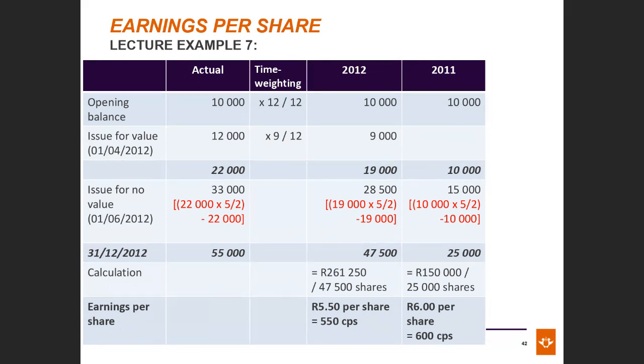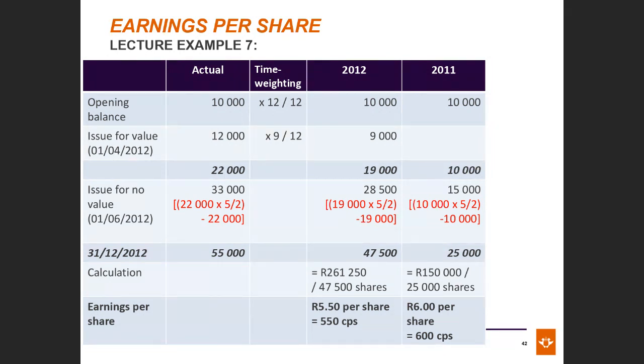We didn't have a share split in the prior example. In the prior example, they just told us there was a capitalization issue. Here there is a share split, okay? So we want to calculate the issue for no value. If we go 22,000 shares times 5 over 2, you had 2, now you have 5. That will give you the balance here of 55,000. But then they are minusing the opening balance of 22,000 here to give you 33,000. Okay, it's a different process. So have a look at the two examples and compare them, okay?